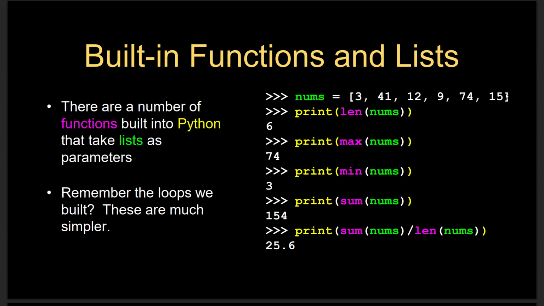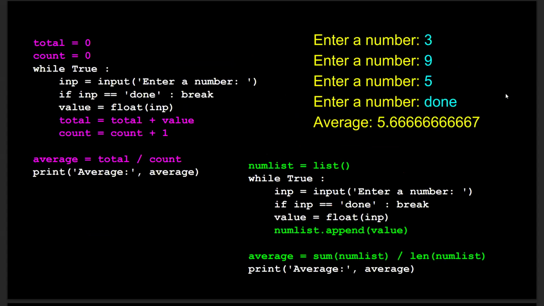So the average of the list is 25.6. Like this, we can use these built-in functions and find the max, min and so on. So here this is the program. If you want to perform the average, you can do it like this.